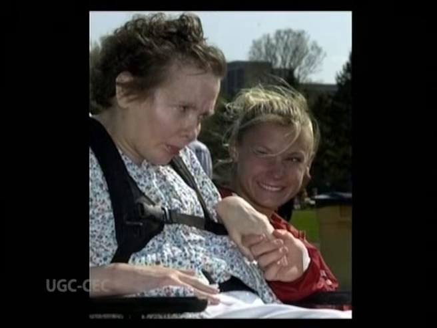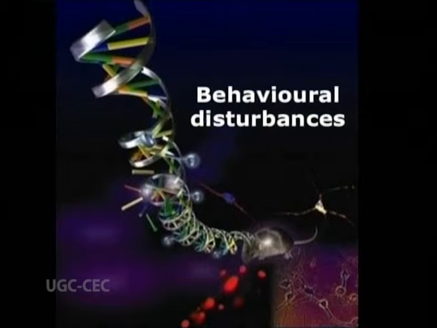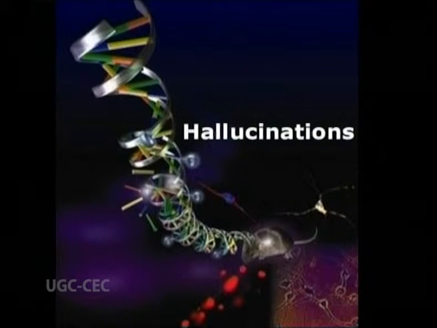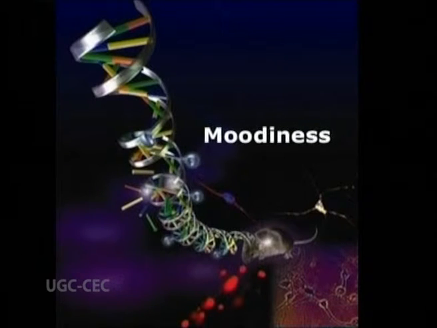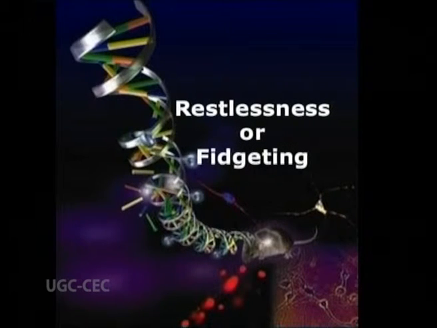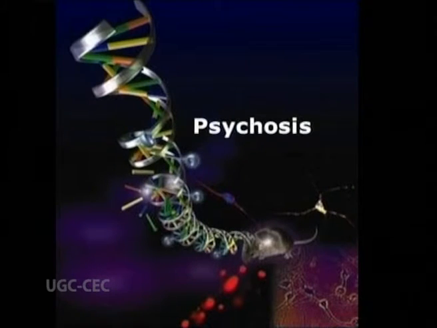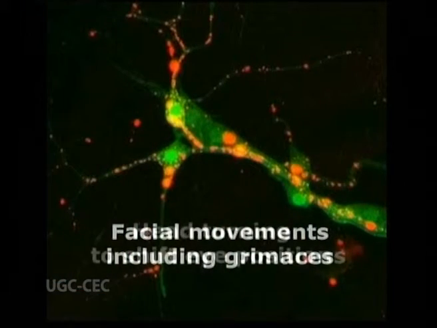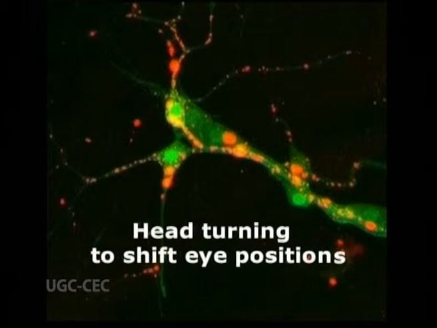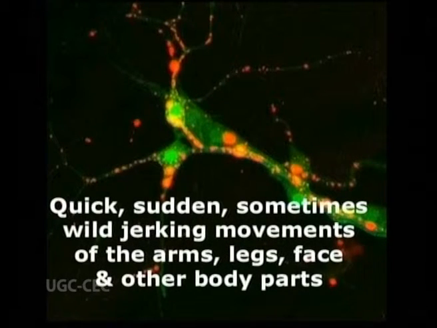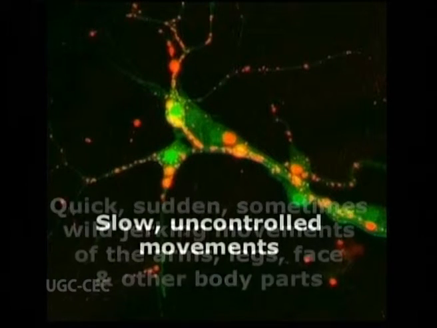Behavior changes may occur before the movement problems and can include behavioral disturbances, hallucinations, irritability, moodiness, restlessness or fidgeting, paranoia, psychosis. Abnormal and unusual movements include facial movements, including grimaces, head turning to shift eye positions, and quick, sudden, sometimes wild jerking movements of the arms, legs, face and other body parts.